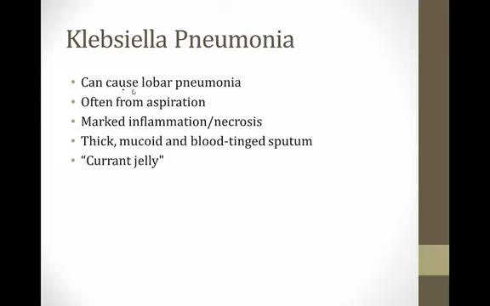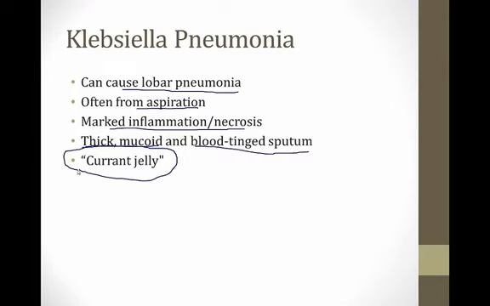Klebsiella pneumonia is a rare cause of lobar pneumonia. When people do get it, it's often from aspiration. It's a very serious pneumonia. It causes marked inflammation and necrosis in the lungs. And it classically causes a thick mucoid and blood-tinged sputum to be produced, which is described as currant jelly sputum. And don't confuse this with currant jelly stool, which is a description of the stool in patients who have intussusception of their bowels.